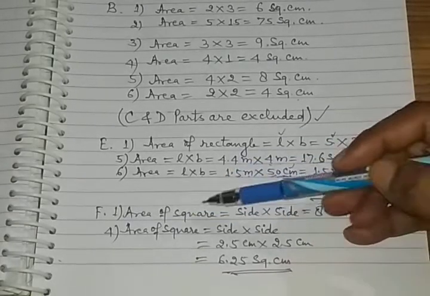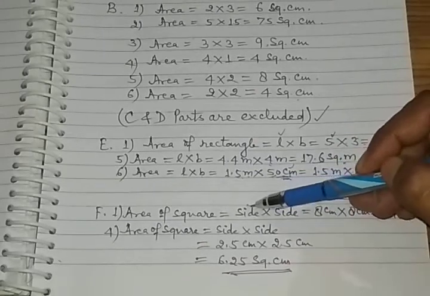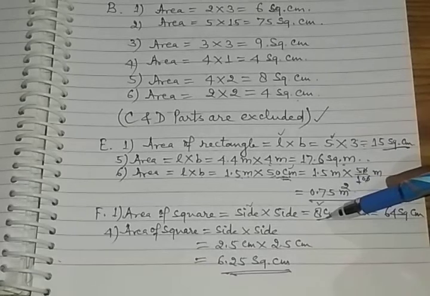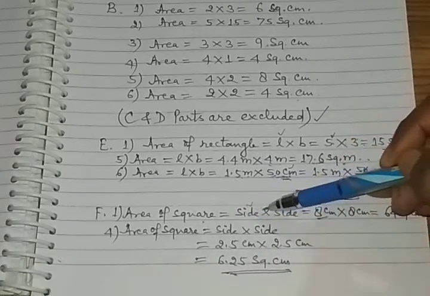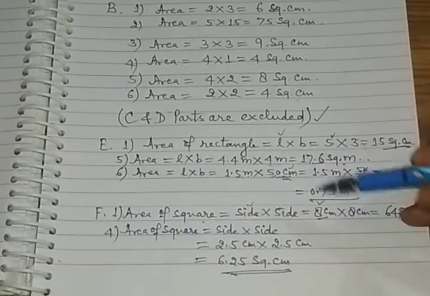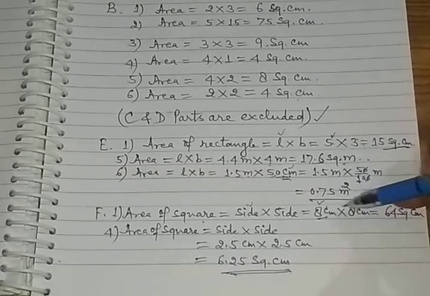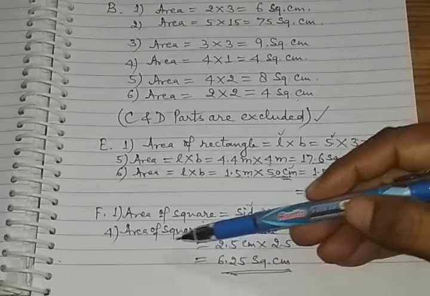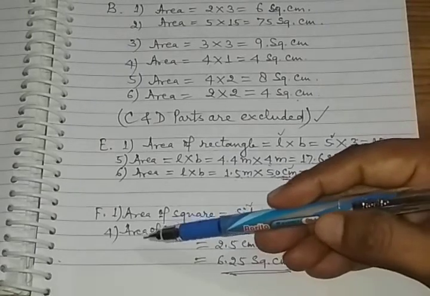Now F part, side of square is given 8 centimeter. Area of square, you know, is side into side. So 8 into 8, 8 eights are 64. So 64 square centimeter. And second, third parts you can do.